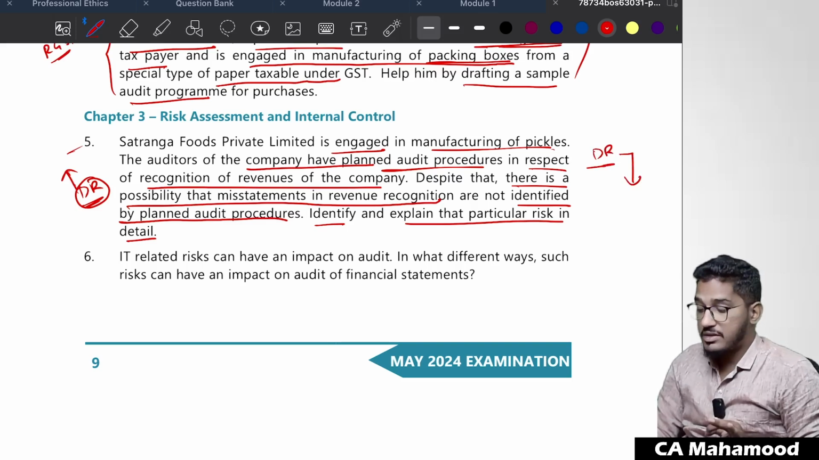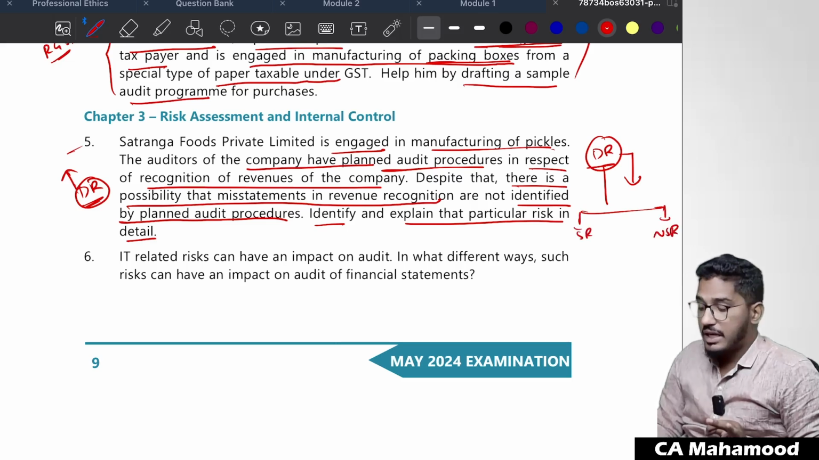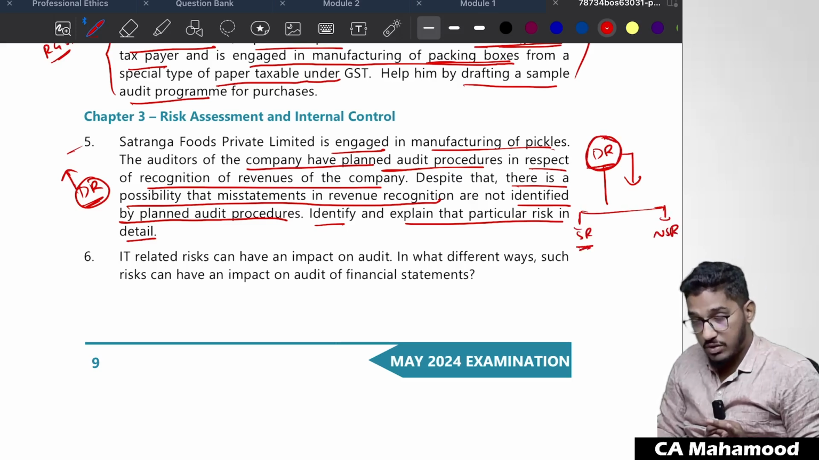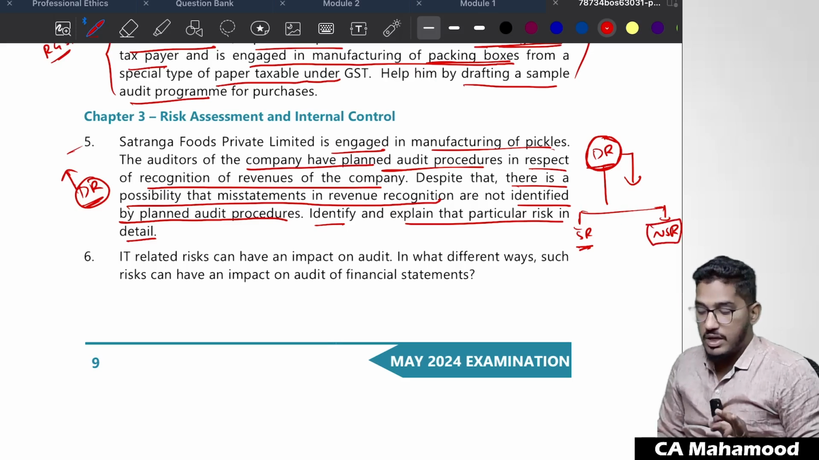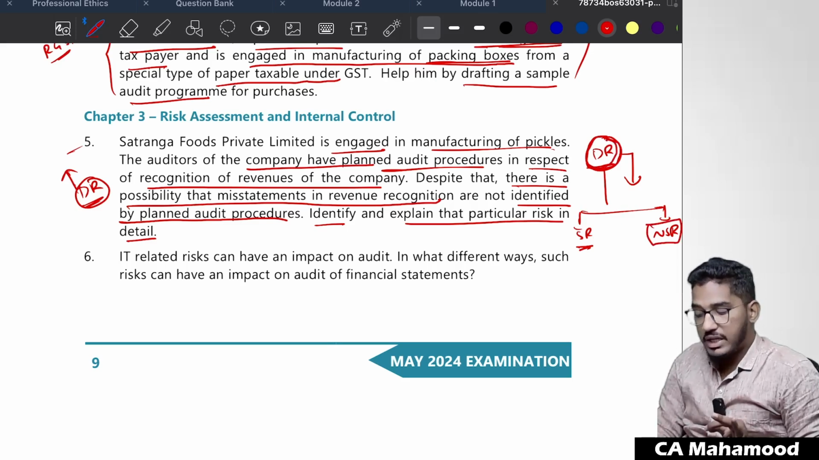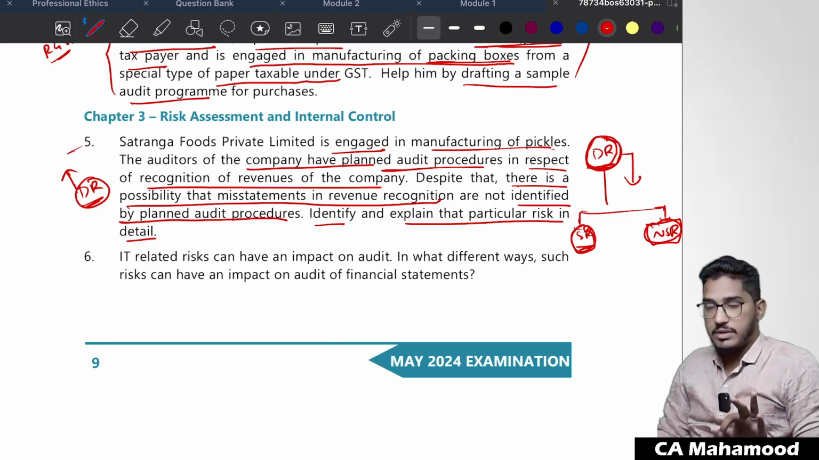If you look at the answer, they say that detection risk will arise from sampling risk, and it could also arise from non-sampling risk. That means you might not be able to identify a misstatement because of selection of wrong sampling. Sometimes you might not be able to identify a misstatement because of wrong application of audit procedures. Detection risk means the risk of not identifying misstatement. And this detection risk might arise because of sampling risk, or because of non-sampling risk.